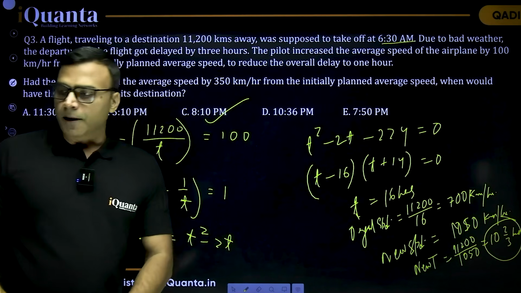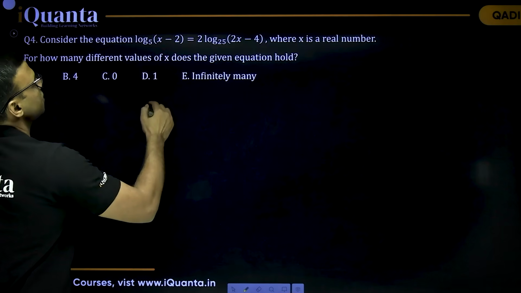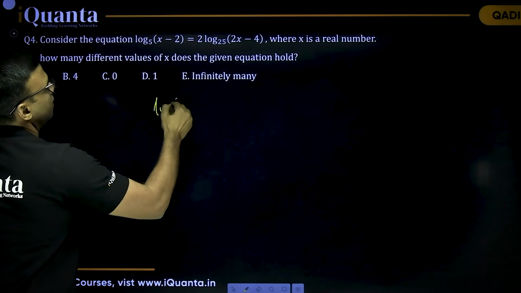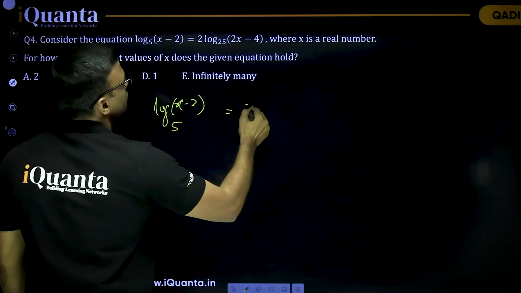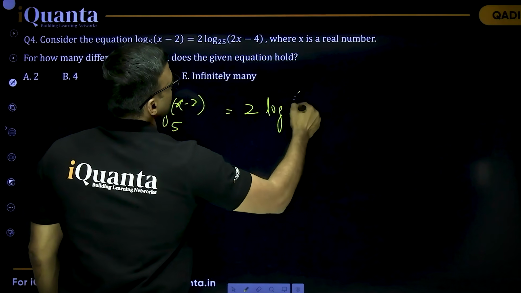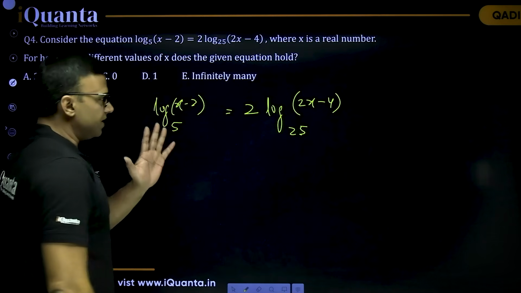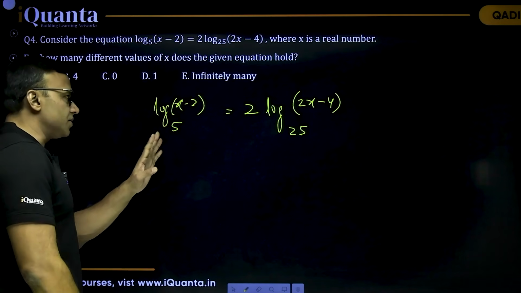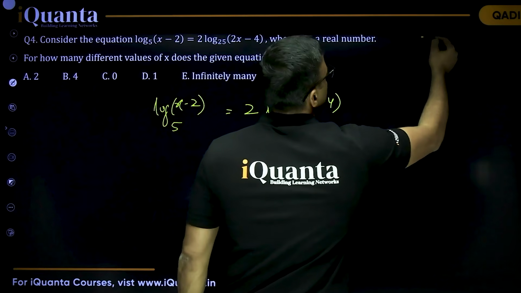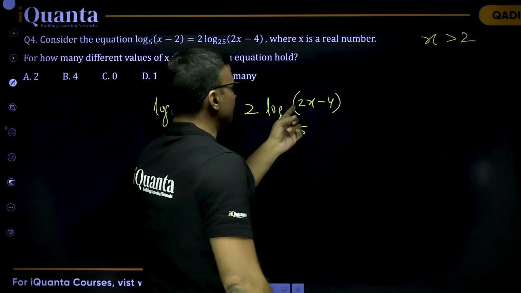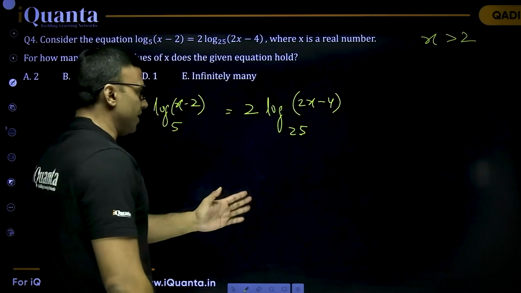Okay, now this question says, consider the equation log of x minus 2 to the base 5 is equal to 2 log 2x minus 4 to the base 25. The first and the foremost condition, whenever you see log or modulus question, you should define the conditions. For example, here x minus 2 has to be positive. So x should be greater than 2. 2x minus 4 should be positive. Oh, that also gives us x greater than 2. Fantastic. Leave it as it is.